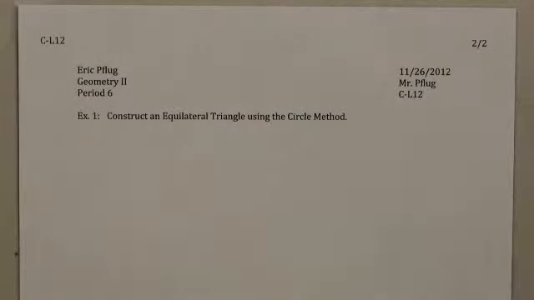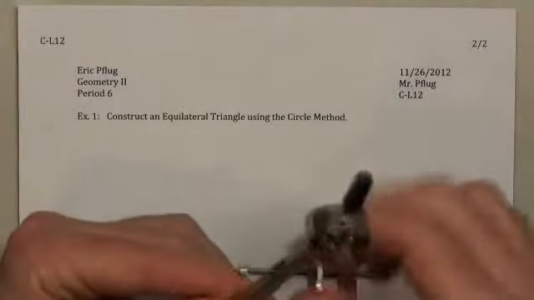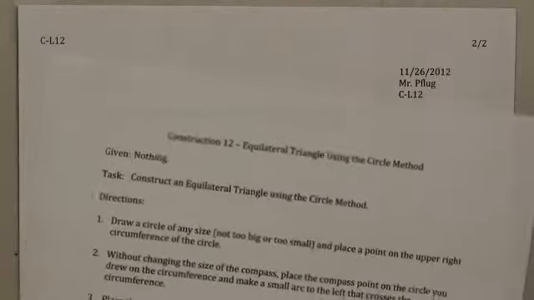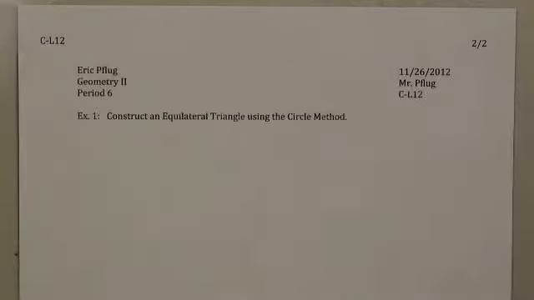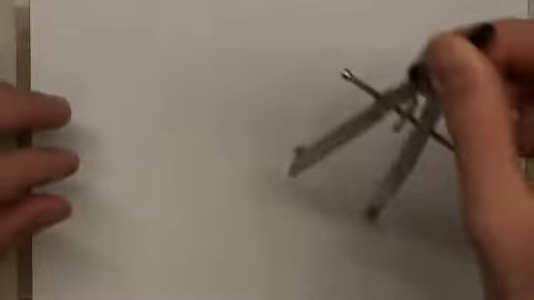Okay, now on a new sheet, let's do an example problem of how to do this. Put your heading, this is page 2 out of 2. And the problem is construct an equilateral triangle using the circle method. So we're not given any side length, and we don't need a side length here. Okay? So step 1 says to draw a circle of any size, not too big or too small, and place a point on the upper right circumference of the circle. Okay? So my circle's not going to be that big because I want to make sure you can see the whole thing in the video.